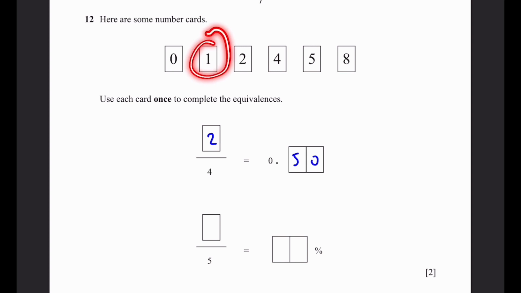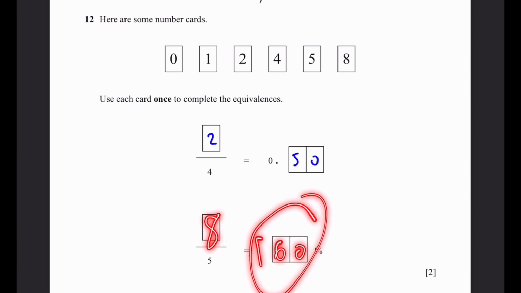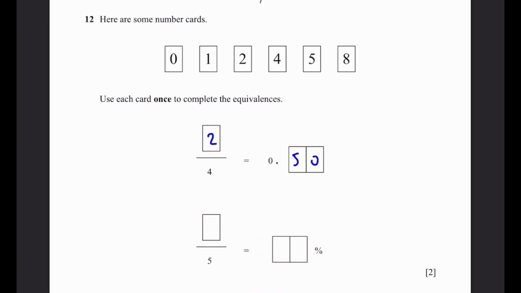Now for the percentage. We have 1, 4, and 8 left. Let's try 1 by 5. 1 by 5 is equal to 20%, but we don't have the 2 and 0. 4 by 5 is equal to 80%, but we don't have the 0. We have the 8. And 8 by 5 is equal to 160%, but there's 3 digits, and we don't have a 6. So obviously 2 by 4 in the first one's wrong.